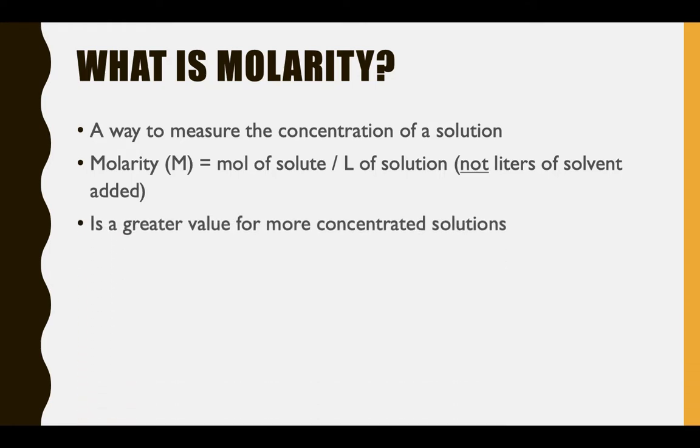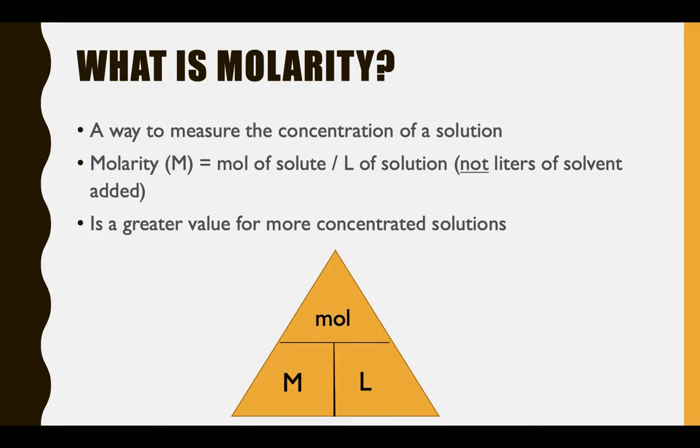And again, it's going to be a greater value for more concentrated solutions. So if something has a large amount of solute, it's going to have a greater molarity. We can use this handy triangle here to do our calculations. So you're going to see this triangle and I'll explain how to use it. But notice that we have moles on top, and then the capital M represents molarity, and then the capital L on the bottom represents liters. And again, that's the volume of the solution measured in liters.